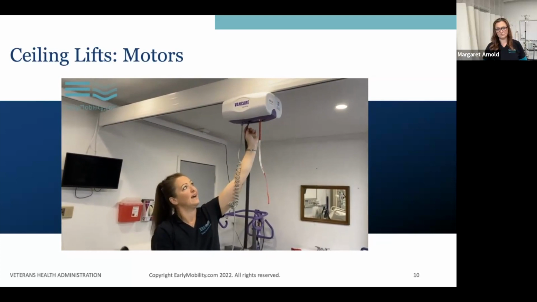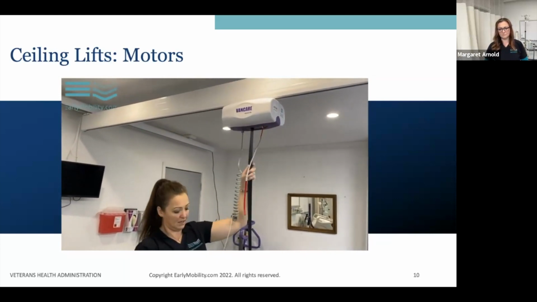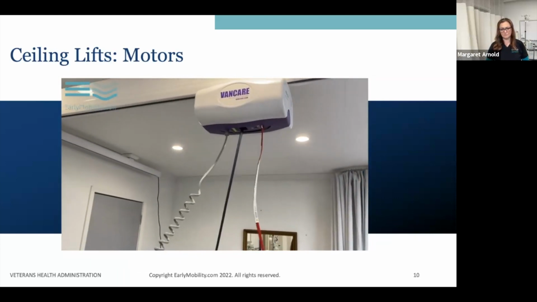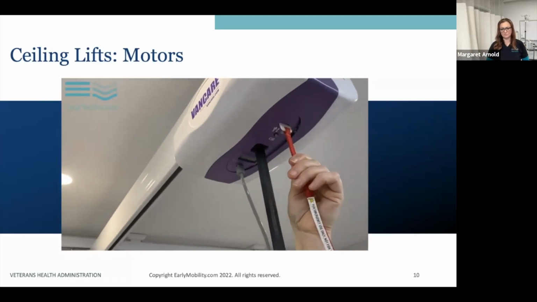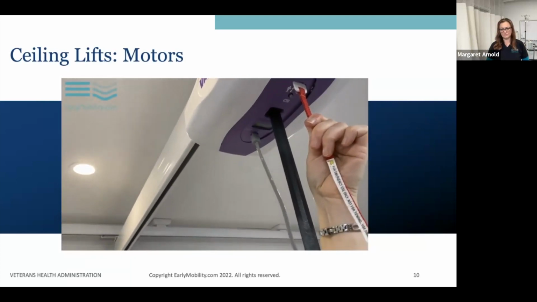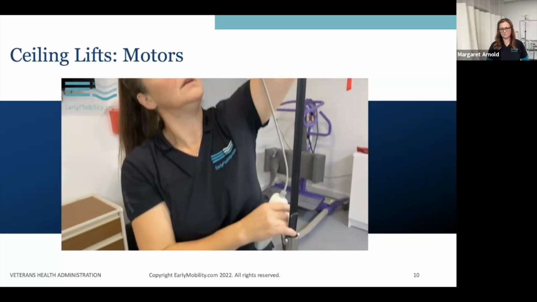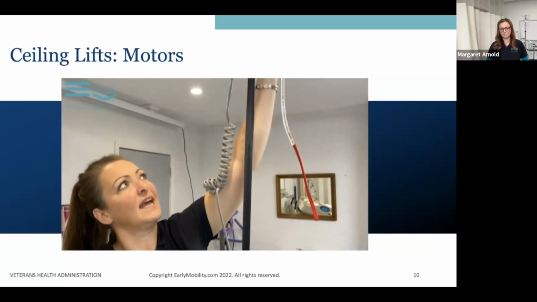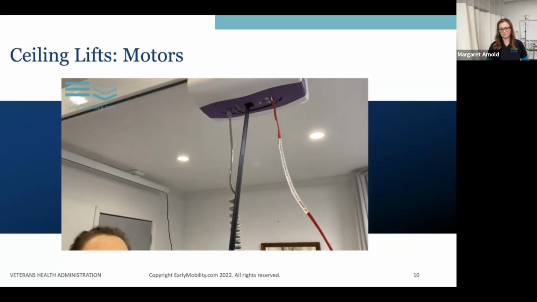You are going to have to push it back in again in order to then have the lift function. Pull down on the emergency cord and it will lower, and then push up on it again to make the lift function again.